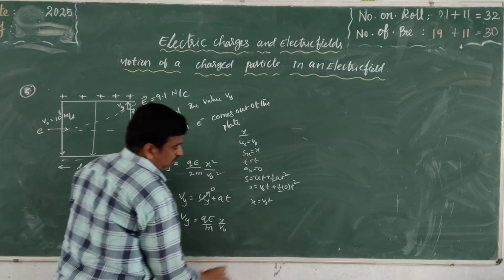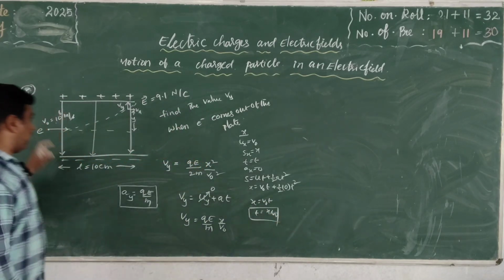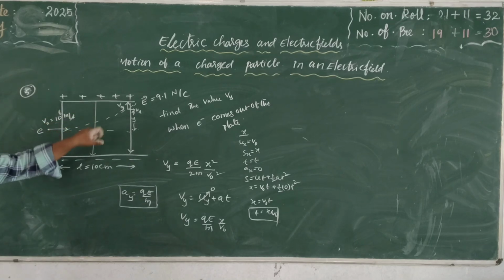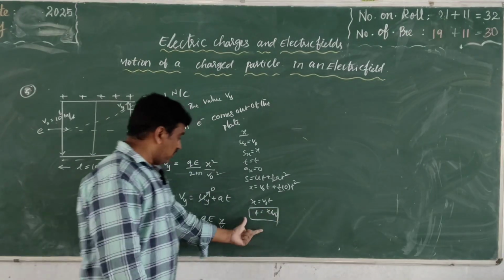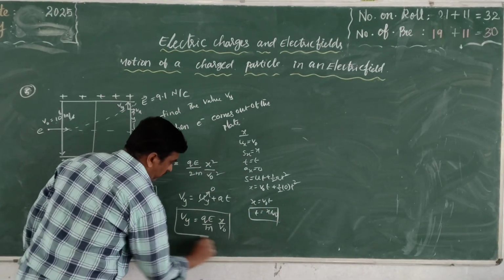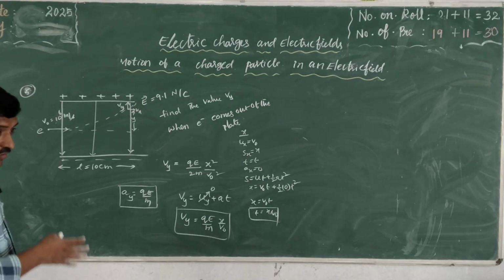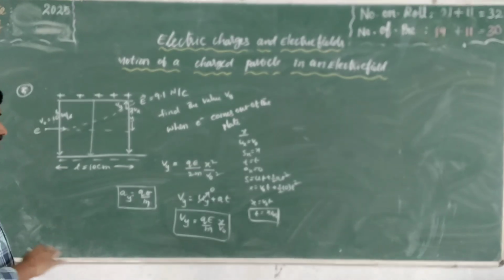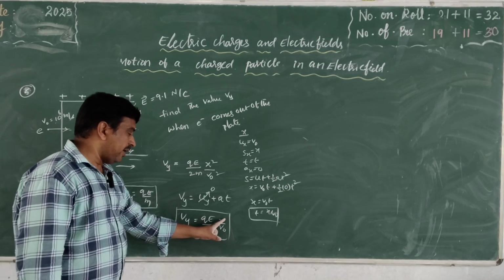V naught into t, so t equals x by v naught. When the charged particle is in the uniform electric field, what is the time taken to cross the plates? t equals x by v naught, so we can use that here. Now, what is the final velocity of the charged particle when it just comes out of the plates? Vy equals QE by m into x by v naught.